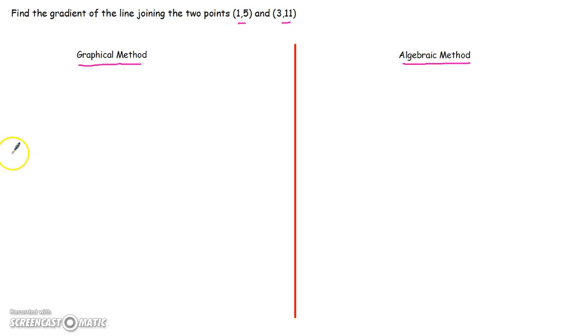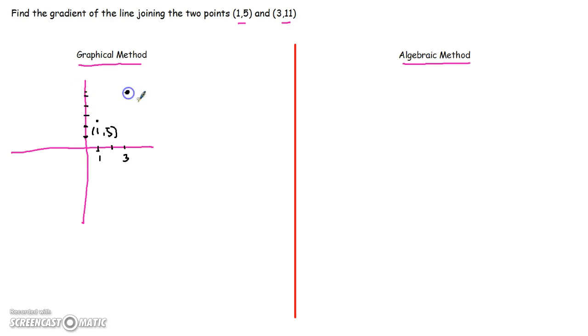So we need to draw up a set of axes, and let's put these 2 points on. 1, 5, 2, 4, 5, about there. You don't need to be particularly accurate, just so long as it is fairly in scale. There's 3, and we had 2, 4, 6, 8, 10, 11 would be about here.